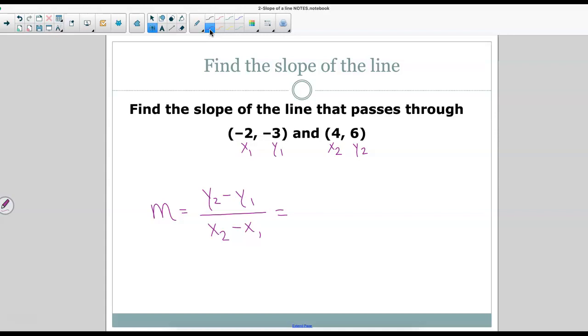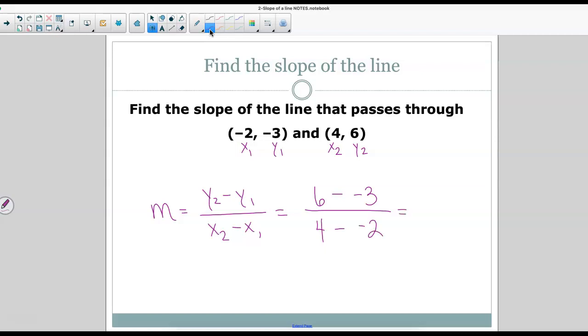What's y2? Look at the points. What's y2? 6. So 6 minus, what's y1? -3. So 6 minus -3 over x2 is 4 minus -2.